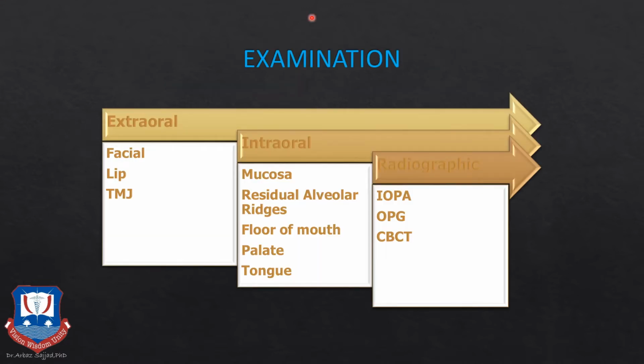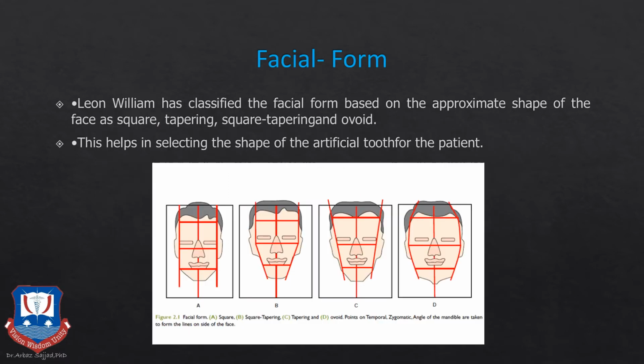Now, coming to the examination part, that was the history. The second part of diagnosis is the examination. Examination usually is again divided into three parts: extraoral, intraoral, and radiographic. Extraoral diagnosis usually involves the examination of the face, the lips, and the TMJ. Intraoral examination starts with the examination of the mucosa, the residual ridge, the floor of the mouth, the palate, and the tongue. And finally, the radiographic examination involves mainly the OPG and the CBCT.